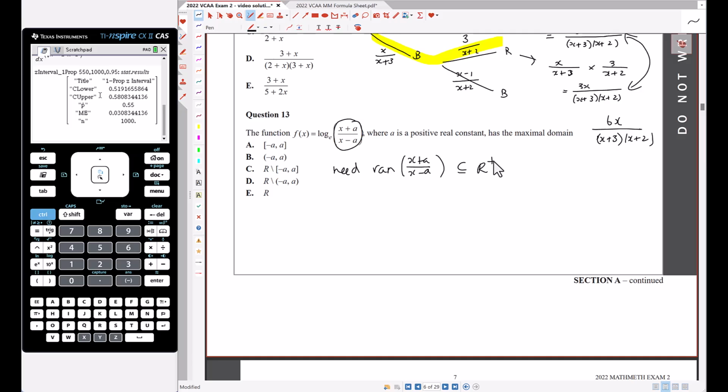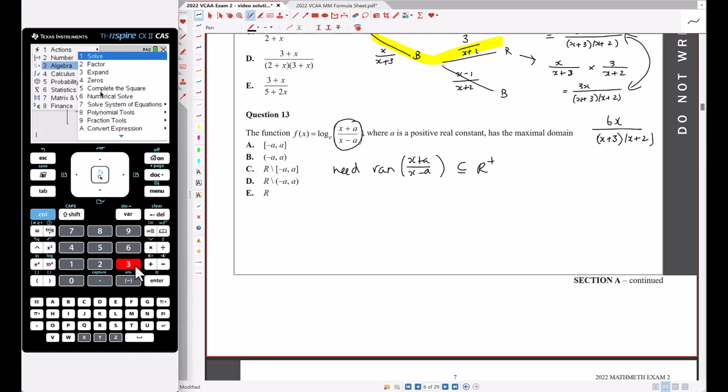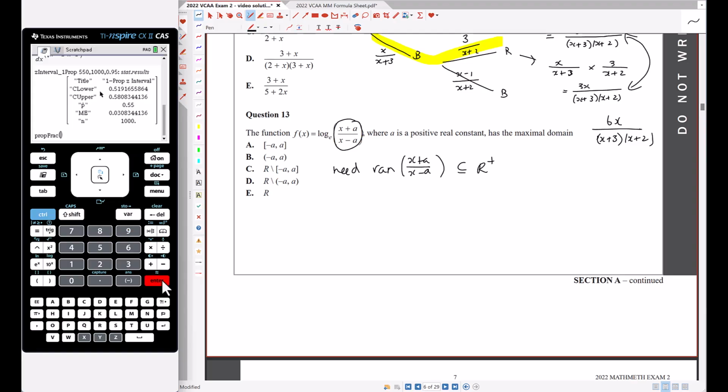So we need to think about that. So I need to think about this function x plus a over x minus a. That's going to be a hyperbola, but it's not in a very nice format. But I can get my CAS to help me with this by using just the fraction tools, either from the algebra or the number menu. So I've used algebra. Fraction tools is option 9. I want to write it as a proper fraction. If I put this fraction in here, it might give me some domain problems with the a, but let's see what happens. Okay, so that's going to rewrite that in that form.